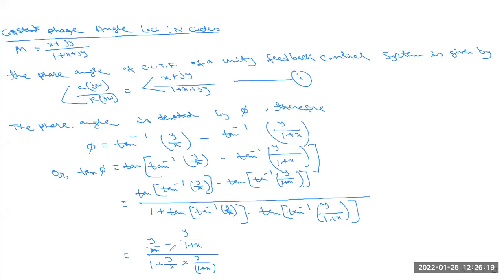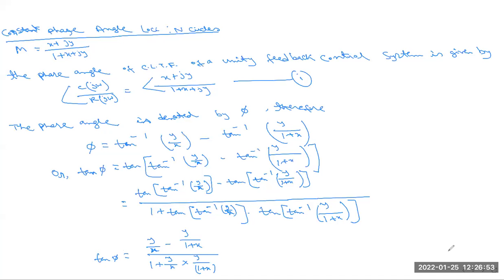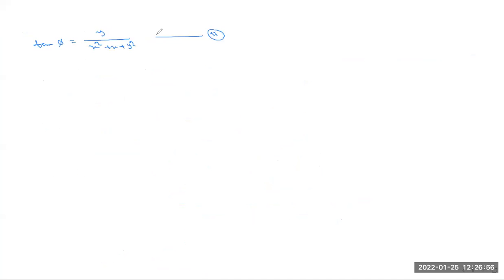So these are the basically required equations we have to draw from the phase angle, that is phi equals this one. So now this is phi, that means tan phi. We have to solve these equations. The equation is coming: tan phi equals y by (x squared plus x plus y squared). This is equation number 2. One is given and 2 is another.